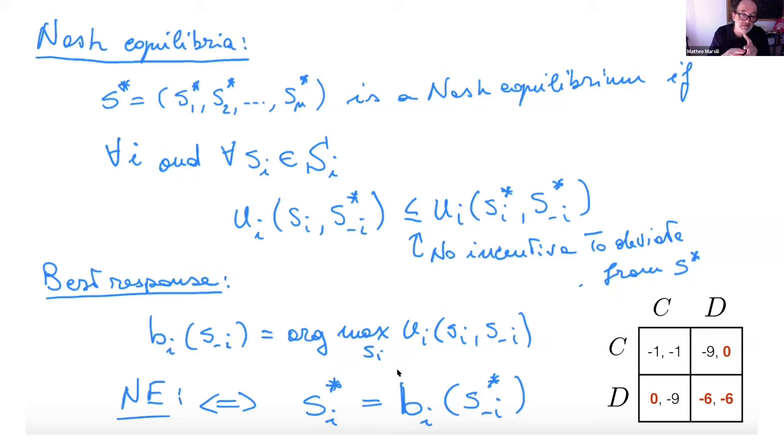Or in other words, the Nash equilibrium is a fixed point of this best response correspondence, of this best response mapping, okay? And so, for example, in the prisoner's dilemma, you see that the best response for player two is always D, whether player one plays C or D. And the same is true for player one. So you see this is a fixed point of the best response correspondences. Okay?